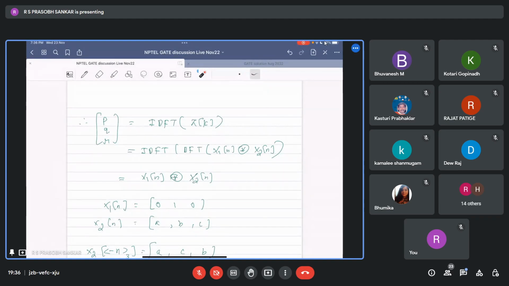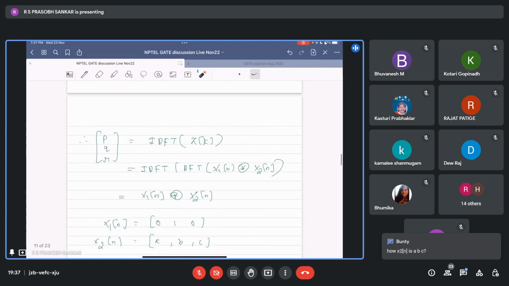We just used the properties and simplified the problem to be like this. PQR is the circular convolution of x1n with x2n, where x1n is this quantity and x2n is ABC. That's it. We didn't do any hardcore matrix multiplication or anything like that. Just using the properties, we simplified the problem to evaluating the circular convolution between these two sequences. Any doubts till now?